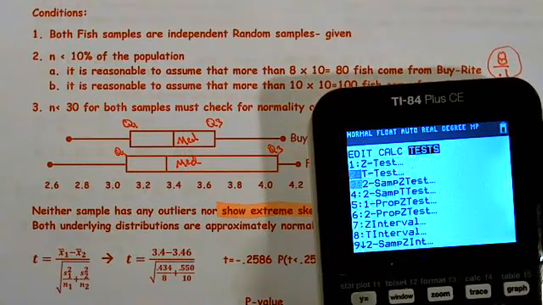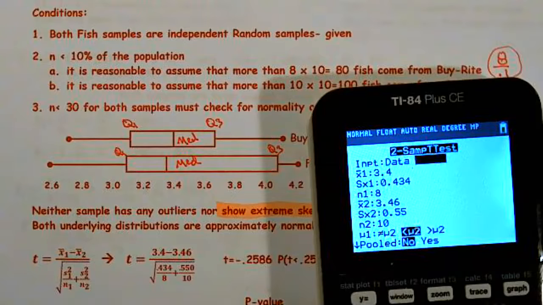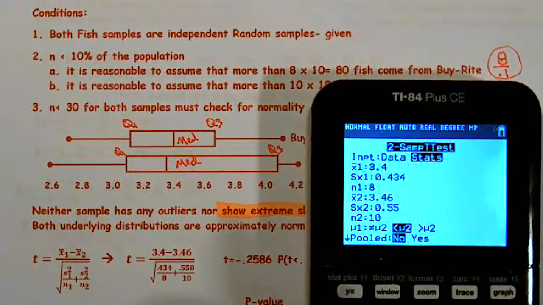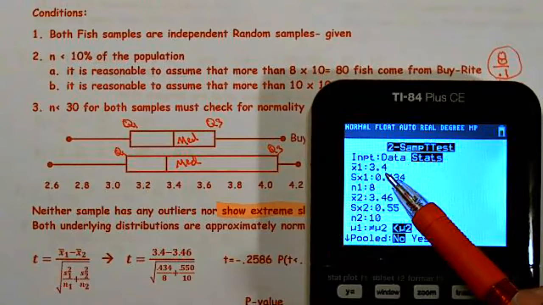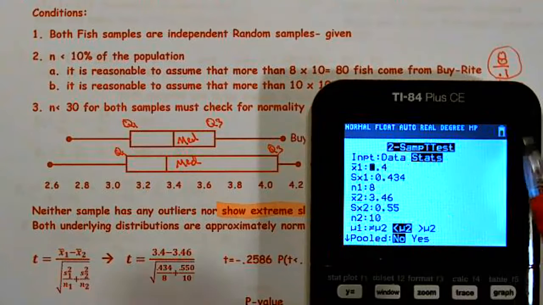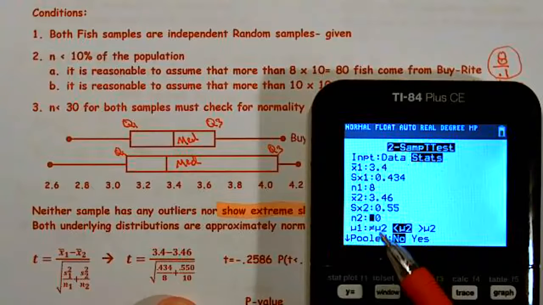and we're working with a 2 sample, and we said it was a t-test because we're using the standard deviation of the sample. The mean of Bi-Rite was 3.4 with a standard deviation of 0.434, and our sample size was 8. The sample mean for Fish Friends was 3.46 with a sample standard deviation of 0.55, and our sample size was 10.